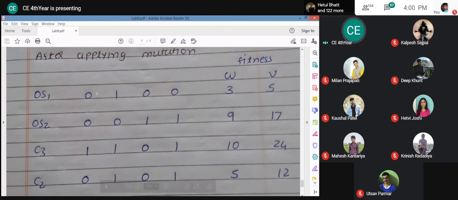Now again you have to apply the selection, then apply crossover, then mutation. Again you have to calculate the fitness value, and again whatever population you are getting, the whole cycle you have to repeat. So in this way the genetic algorithm works.